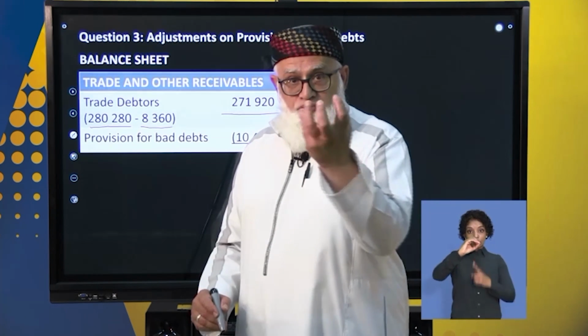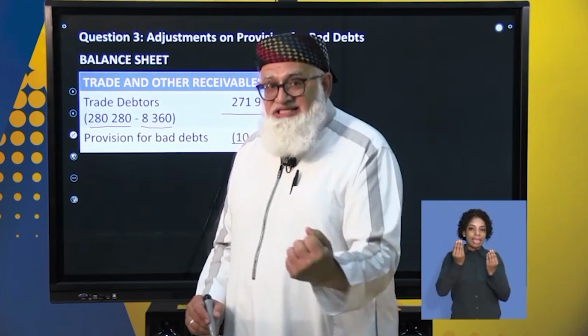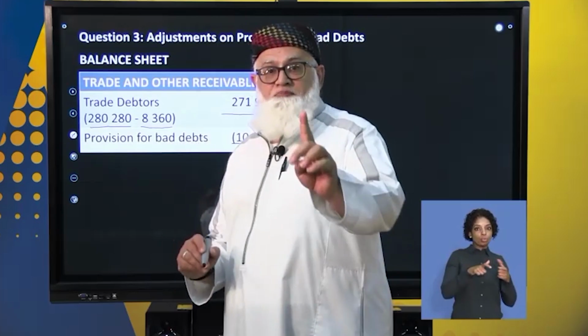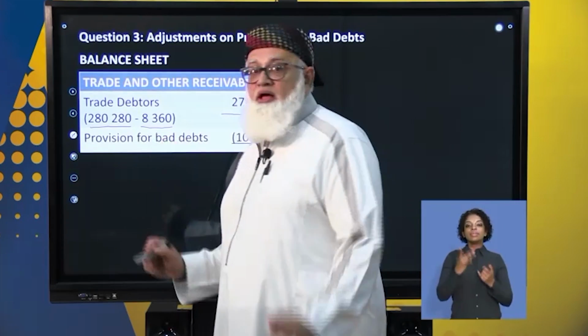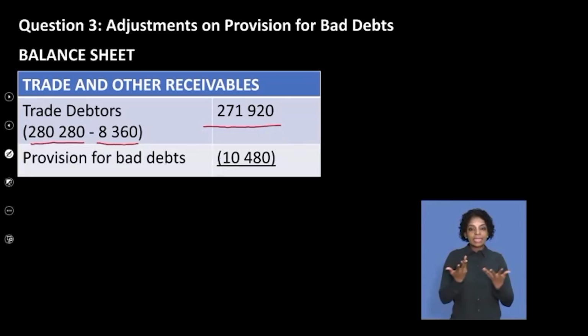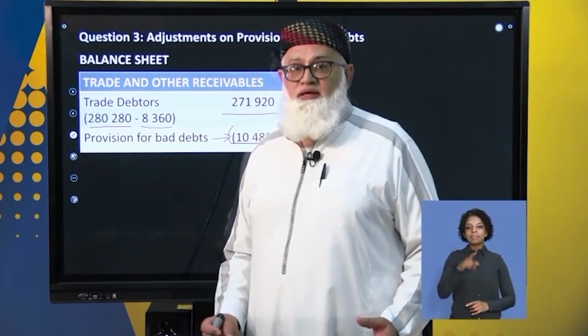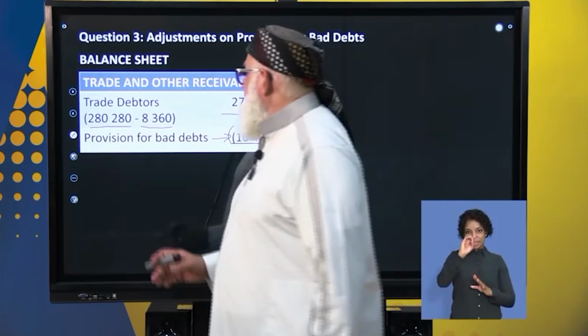How did you get it? You took your debtors control less the further bad debt that you had written off. Right, less your provision for bad debts. Now remember, your new provision is 10,480. The fact that you are subtracting in accounting means the use of the bracket. As you can clearly see, 10,480. And this then gives you, obviously, your net trade debtors. Okay? Got that? Brilliant. Let's move on.